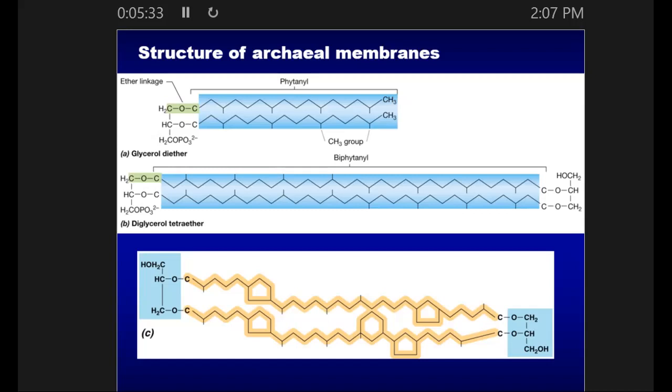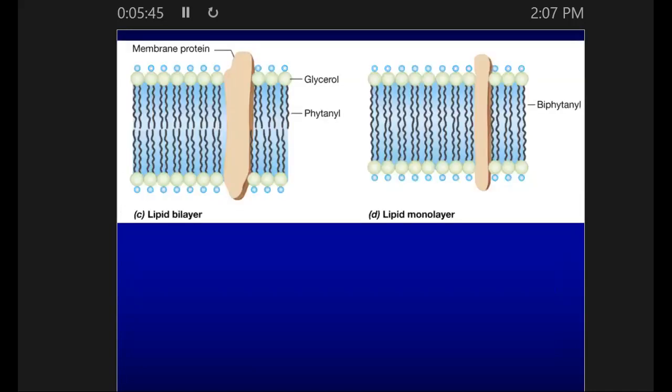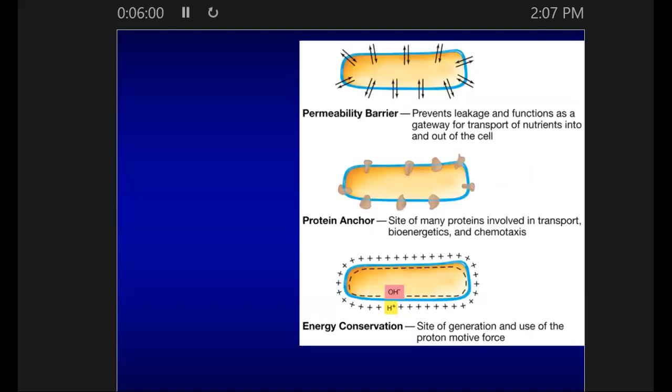You can also see here that there are ring-like structures sometimes that will form. So it's a little more complicated than what you see with the domain bacteria and the eukarya. Okay. So cell membrane structure can vary, even though you tend to get taught that there's only one type of cell membrane out there. Yeah, maybe with the animals, but when you get into the microbial world, it can vary.